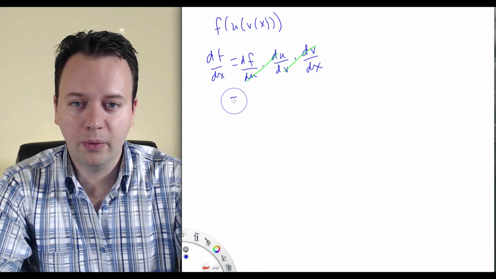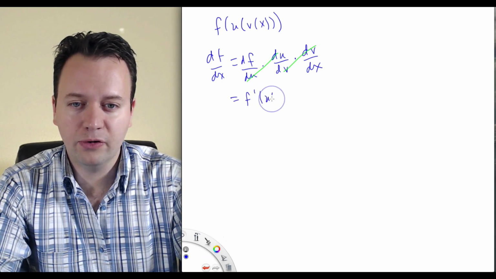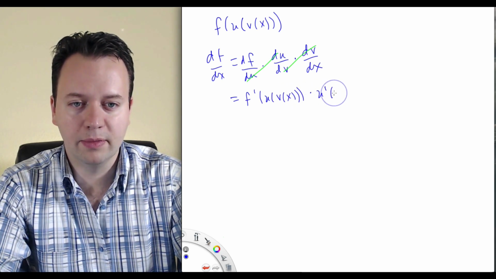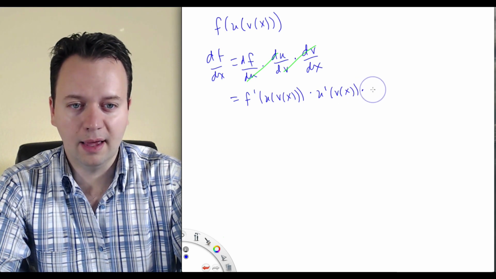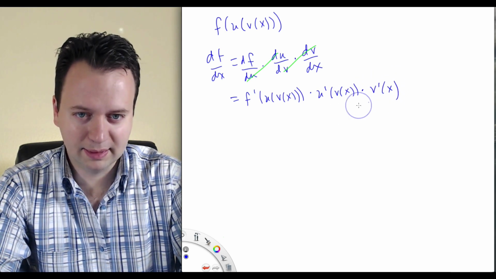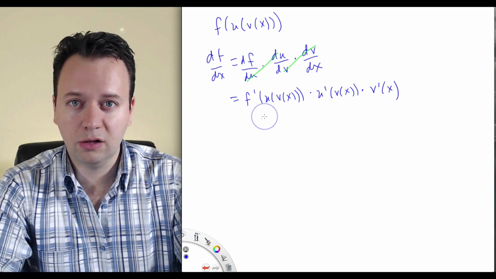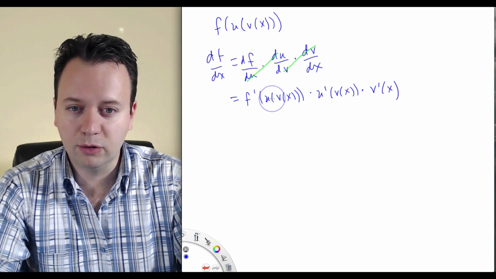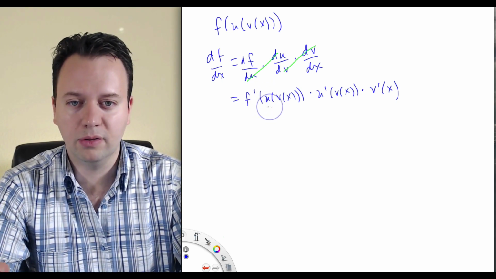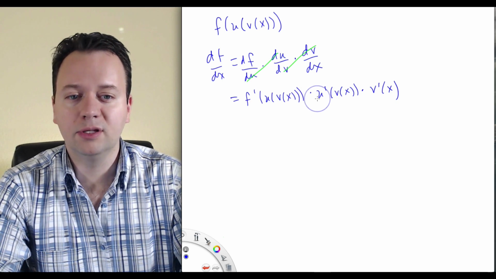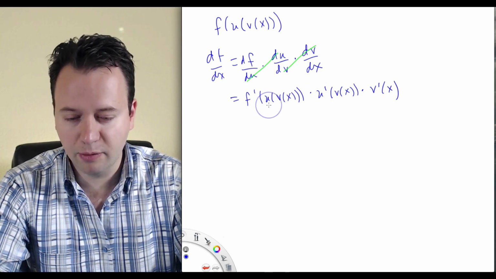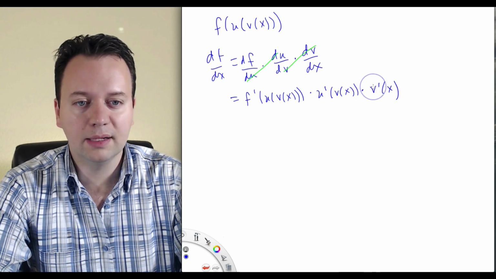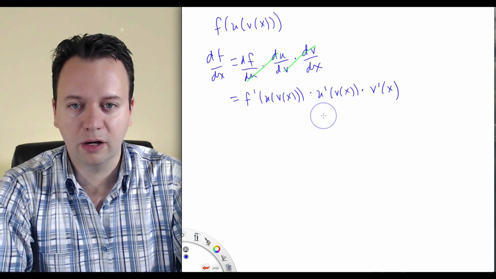Expressing it the alternate way, it would be f prime of u of v of x times u prime of v of x, and then times v prime of x. It makes sense. We're just following the pattern, right? It's the derivative of the outermost function with respect to the inside stuff, and then times the derivative of the next outermost function, so the derivative of u with respect to its argument, and then times the derivative of v with respect to its argument, and so forth.